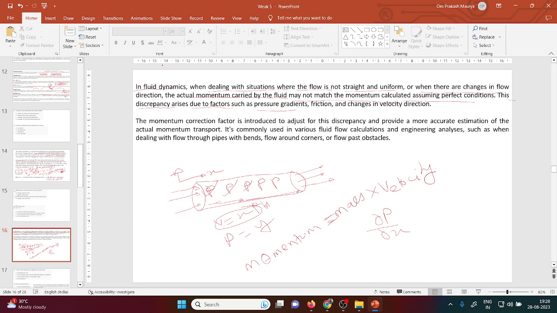Now, the momentum correction factor is introduced to adjust this discrepancy and provide a more accurate estimation of the actual momentum transport. It's commonly used in various fluid flow calculations and engineering analysis, such as when dealing with flow through pipes and vents, flow around corners, and flow past obstacles, like a bridge pier in case of open channel flow, or some valve in a pipe. For any obstacle in the flow, we use this type of concept.